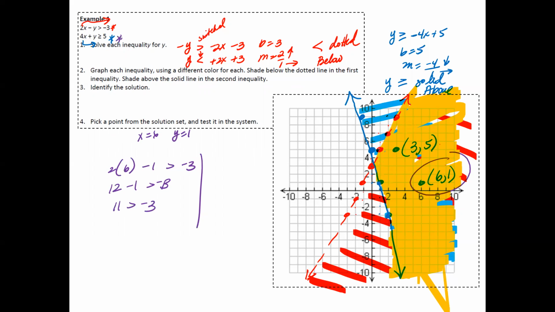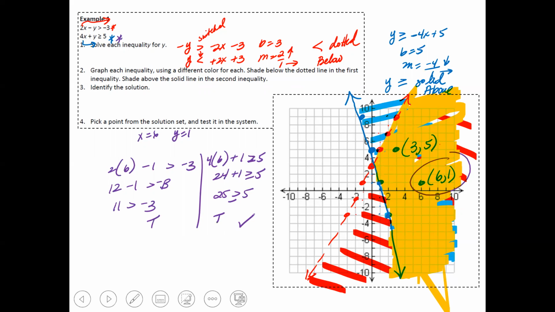Similarly, make sure you test the second equation as well. 4 times 6 plus 1 is greater or equal to 5. So 24 plus 1 is greater or equal to 5. And is it? Yep, it is. 25 is greater or equal to 5. So true and true. And I know that my answer is correct.